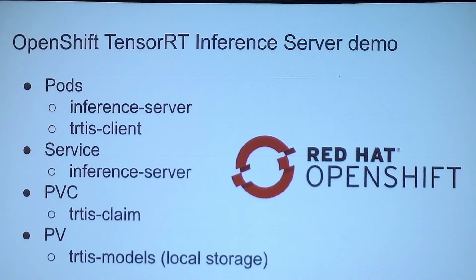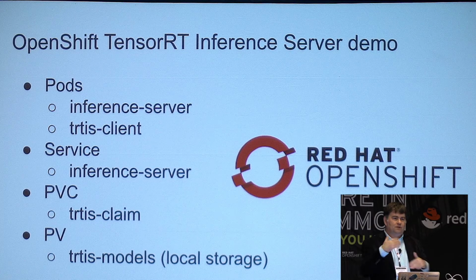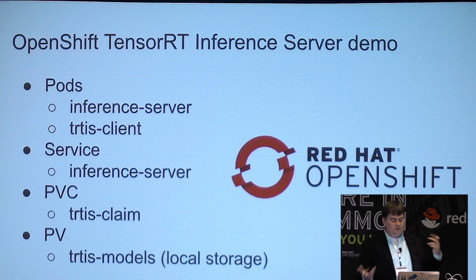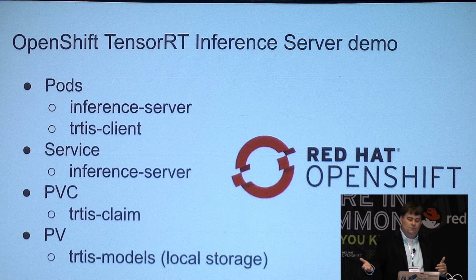So obviously, the star of the show is TensorRT Inference Server. This is a nice sort of quick little demo that hopefully illustrates how this can be deployed on OpenShift. The structure of the demo is we have 2 pods. There's one for the inference server, another for an inference client, and then an OpenShift service defined for the server. That's the communication path for the client to the server. And then there will be a PVC and PV making use of local storage, where we store some pre-built models for ResNet and Inception.